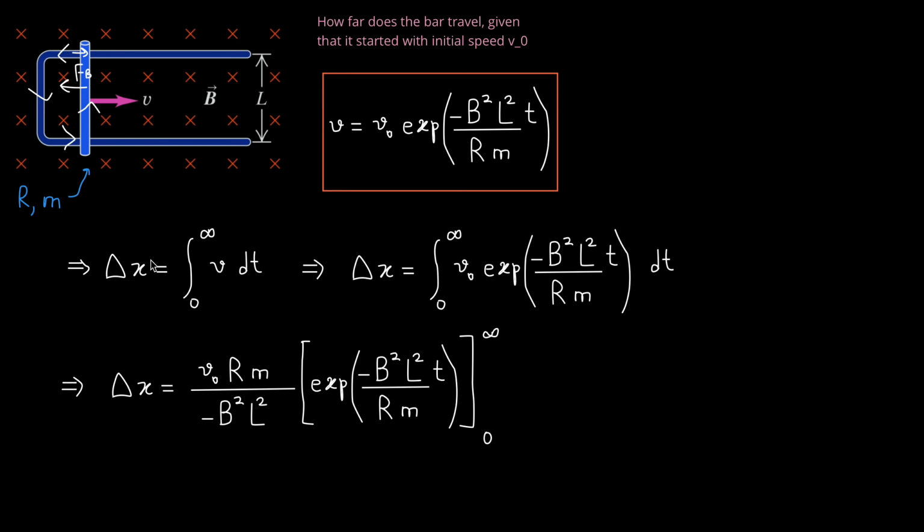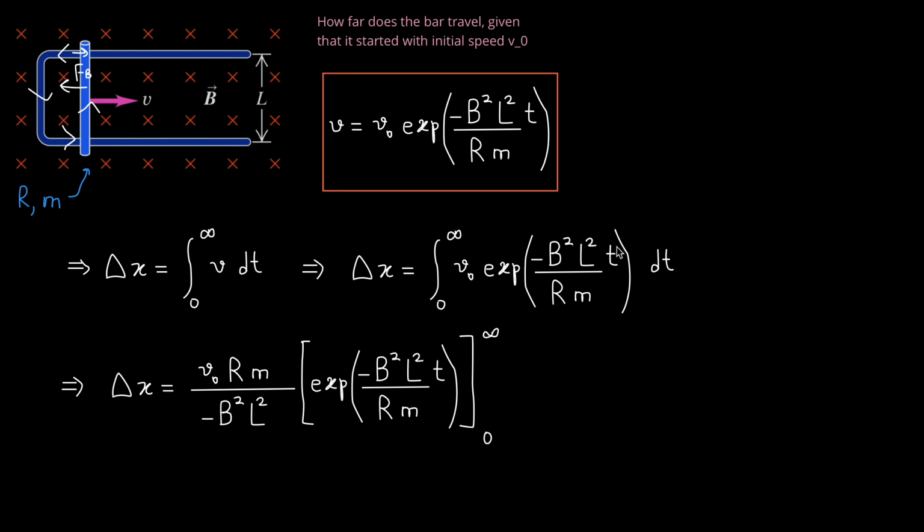To calculate the displacement, we simply take the integral of velocity over time, and time goes from 0 to infinity. Why is that? At the beginning, t equals 0. Now at the end, why do we have t equals infinity? Well, we want to know the displacement of the bar until it stops, right? When does the bar stop? When v equals 0, and that requires that t goes to infinity. That's why for the upper bound here we have infinity.